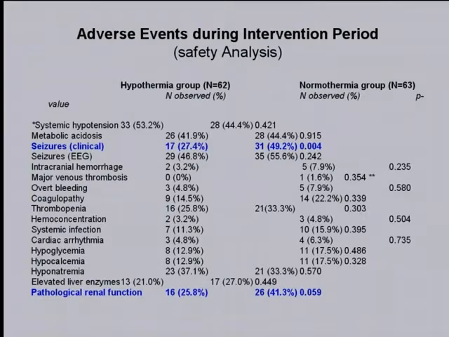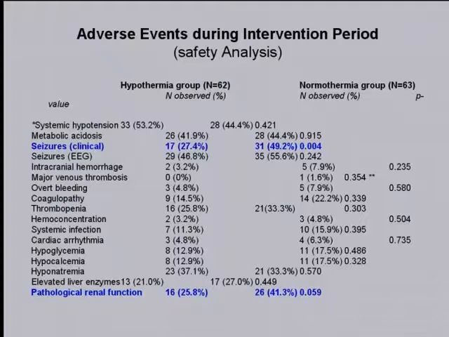Next slide. Here are the lists of all the symptoms and signs which were followed in the study, and comparing the hypothermia to the normothermia group, you can see that all things like metabolic acidosis, major venous thrombosis, overt bleeding, coagulopathy, thrombopathy, hemoconcentration, systemic infection, cardiac arrhythmias, hypoglycemia, hypocalcemia, hyponatremia, elevated liver enzymes, they were all not different between the hypothermia and the normothermia group.